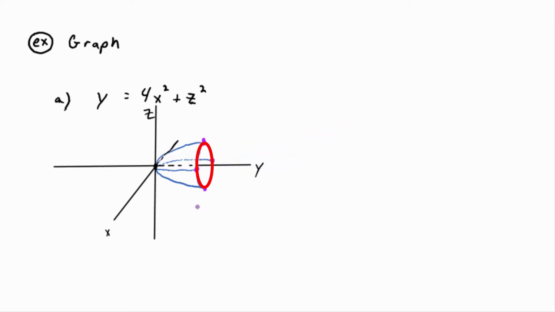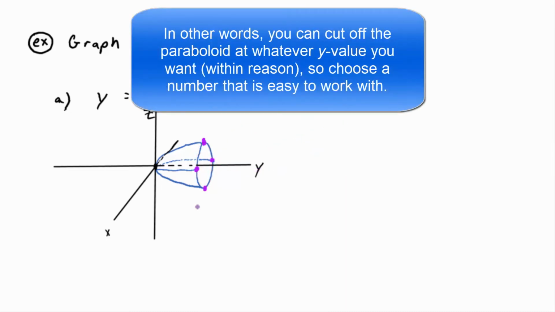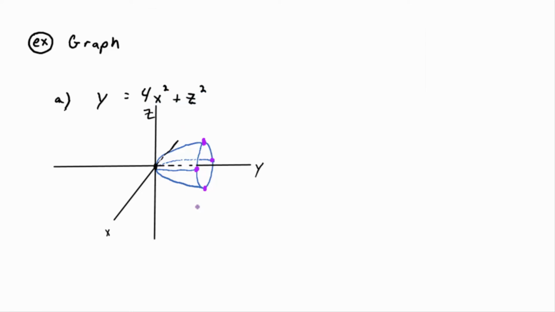So think about a vertical plane parallel to the xz plane, but going through right here, cutting this guy right there, and creating that elliptical trace. What would be a good value for the y that gets you that trace? Well, you could choose 1, but how about 4?